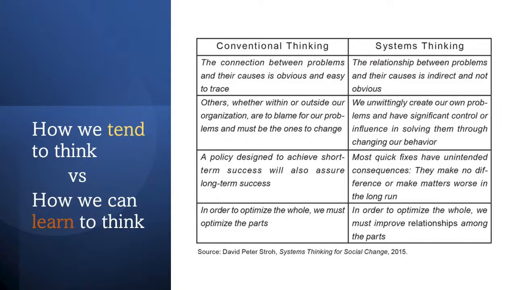Conventional thinking says, okay, a policy designed to achieve short-term success will also assure our long-term success. With systems thinking, we really start to realize that these short-term fixes have unintended consequences, and I'm going to talk a lot about that in the later slides. This has happened time and time again in biological systems when we've tried to apply a quick fix. So we start to realize that quick fixes either make no difference or they end up making matters worse in the long run. Works for now, causes some problem later that actually makes the problem worse. And hopefully, I'll be able to convince you that with systems thinking, if you want to optimize the whole, we have to improve the relationship among the parts and not just optimize the individual pieces of the system.